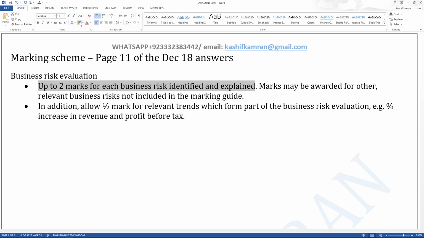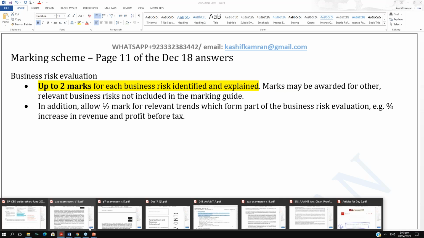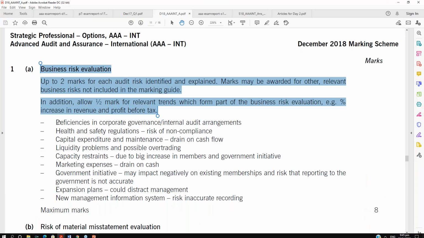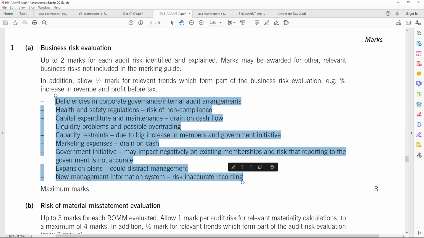That's what we got even from the presentation. A well explained business risk is worth 2 marks. So up to 2 marks, right? You will get it for each business risk you well explain. Marks may be awarded for other relevant business risks not included in the marking guide. So a lot of times when you see the marking guide of the examiner, there are so many business risks given in the marking guide of the examiner. Can you see these business risks given in the marking guide in the bullets 1, 2, 3, 4, 5, 6, 7, 8? But if you find a business risk which is not in the marking guide, the examiner is saying you will still get marks if that is a relevant business risk in the case study.